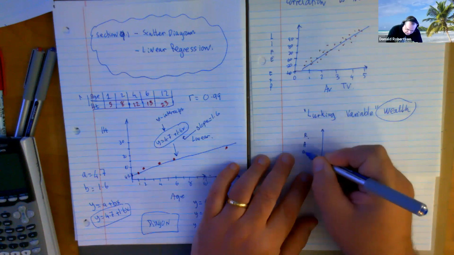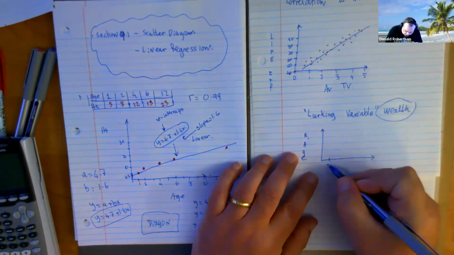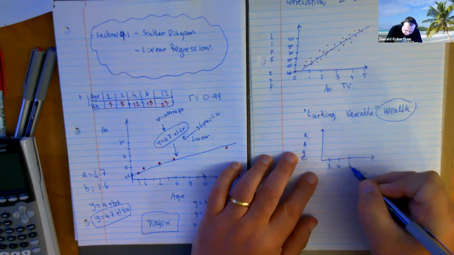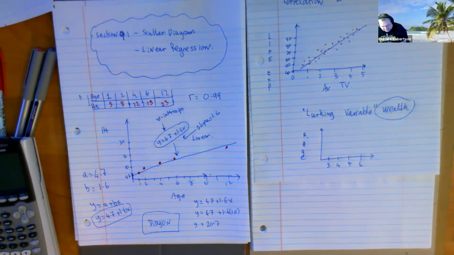I'm going to do the reading age, and along the x-axis, we're going to do the shoe size. And from my last class, nobody told me what the shoe size of kids are, so I'm just making up numbers. In this country, kids wear shoe sizes 3, 4, 5, and 6, right? Up to 10 years old.